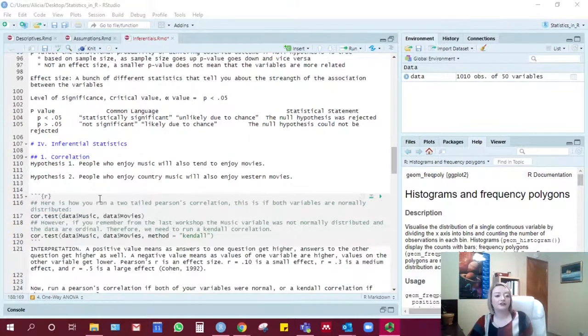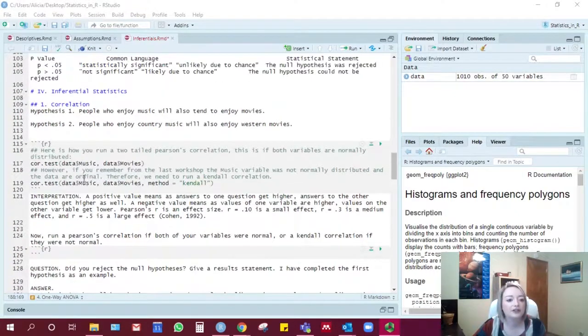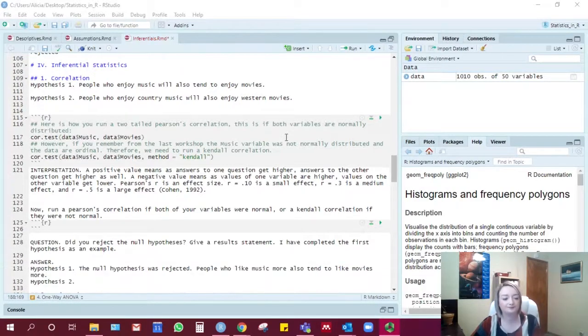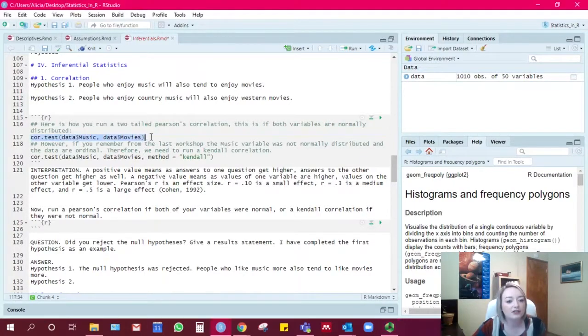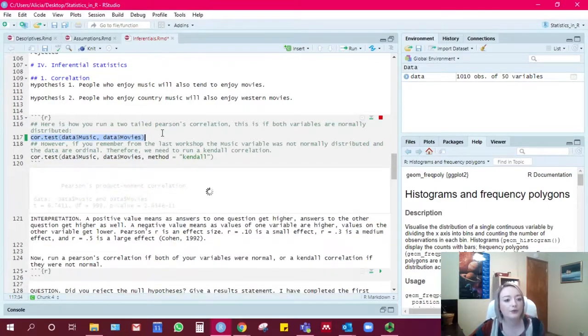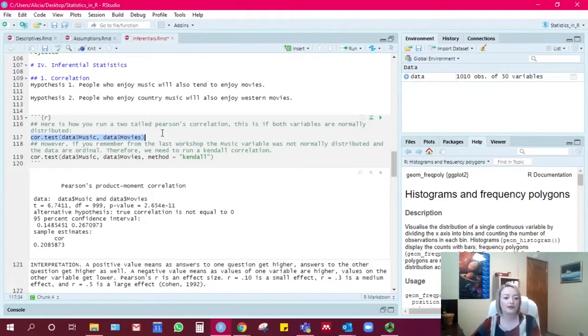Okay, now that we have touched on that, we're going to go ahead and run a correlation. Our two hypotheses were that people who enjoy music will also tend to enjoy movies. You probably had a different second hypothesis here, but mine was that people who enjoy country music will also tend to enjoy Western movies. Okay, so to run just a normal Pearson's correlation, which is a correlation between two normal variables, you do it like this, and it gives you a Pearson correlation.